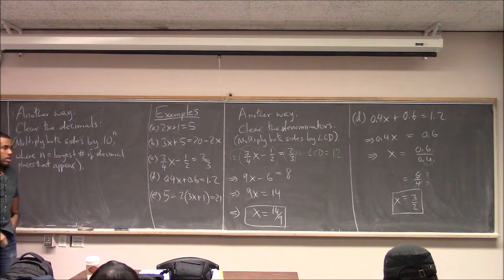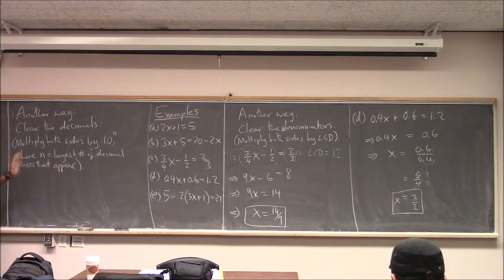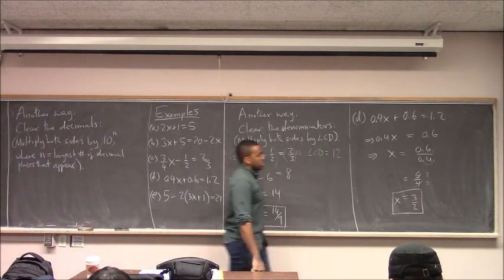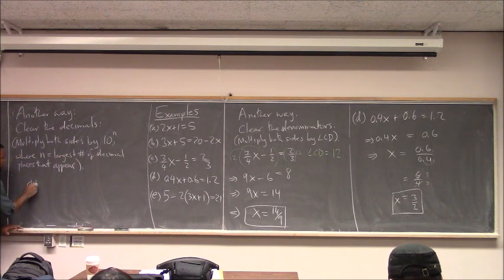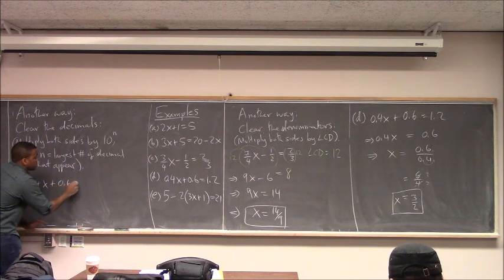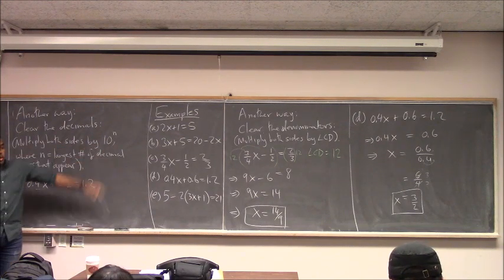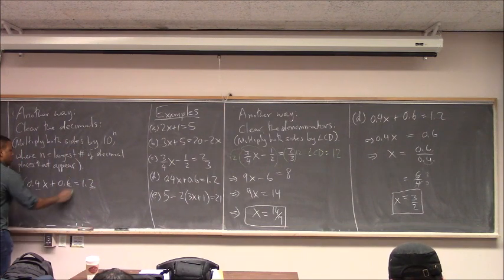That's a fancy way of saying I can move all decimals in all terms by the same number of places, either to the left or the right, if there are no parentheses or anything to worry about. So if I have 0.4x plus 0.6 equals 1.2, notice there's one decimal place here, one here, one here, therefore n is 1. So I can multiply both sides by 10 to the first power, so I'm multiplying this entire equation by 10 on both sides.